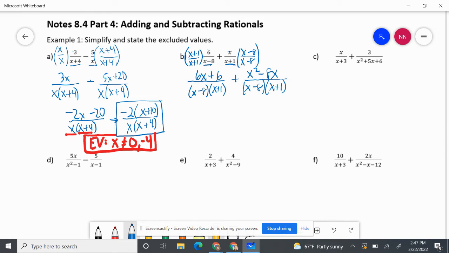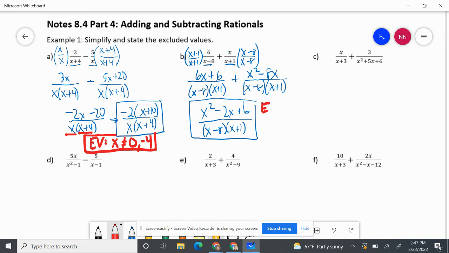Now we're going to add the like terms. This is the only x squared, so we bring down the x squared. 6x plus a negative 8x is negative 2x. And then we have the 6. And our denominator stays the same, x minus 8 and x plus 1. Once again, excluded values, it's what gives us 0 in the denominator. So for the first one, x cannot equal 8. For the second one, x cannot equal negative 1.